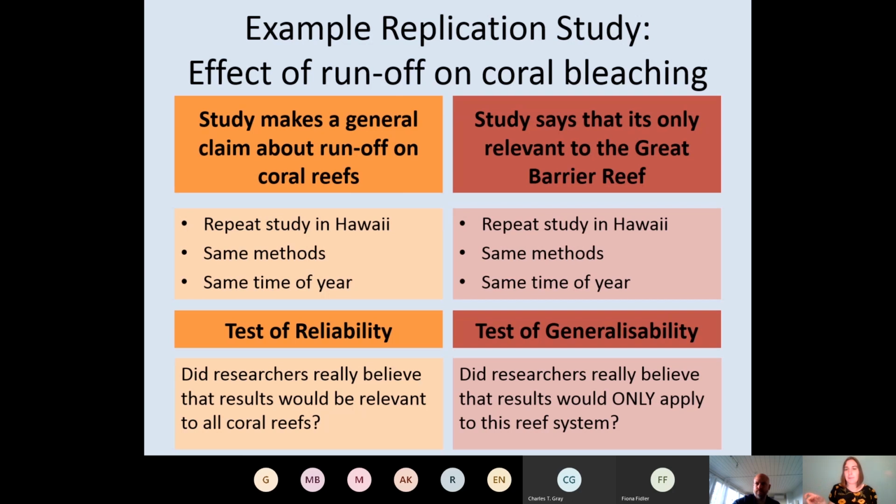But if you happen to end up in that second world where they said something more specific, the same exact study becomes a test of generalizability rather than a test of reliability. But do the people on the orange side actually really believe that the results would be relevant to all coral reefs? It's hard to know. And on the right side, did the researchers really only believe that the results would only be applicable to this reef system? Or did they actually have good reasons to think that it might be applicable more broadly? Without directly asking them, it's impossible to know, because I believe so little thought goes into what we're actually specifically saying about how far we expect our results to extend.